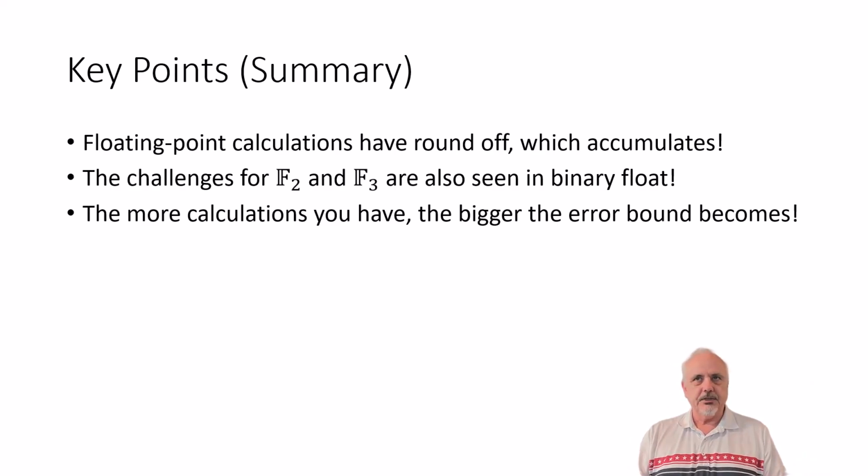All right, so key takeaways. Floating point calculations have round off, which accumulates. And the challenges that I showed you for the F2 system and the F3 system are also seen when we look at binary. I'm going to look at binary with you in our next discussion. The other takeaway is that the more calculations you have, the bigger that error bound becomes. Okay, so hopefully you've enjoyed that and gained a little more appreciation for floating point calculations.